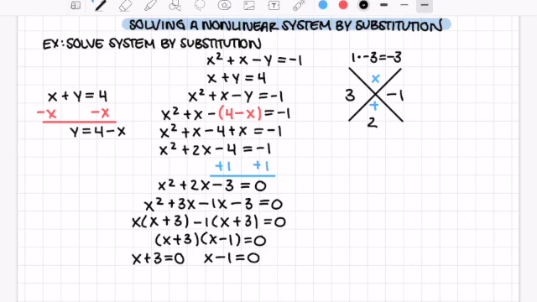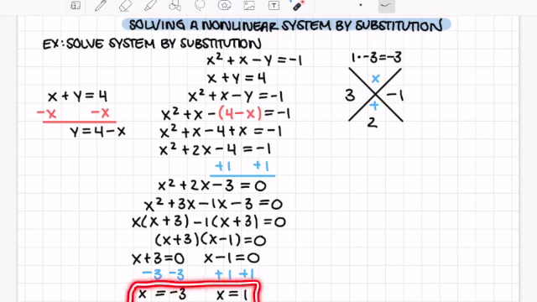Solve it. Subtract 3 on both sides. Add 1 on both sides. And so my new solutions would be x is equal to negative 3 and x is equal to positive 1. Now, the really important part here is to not just stop here. This is not your solution. This is only a part of it.